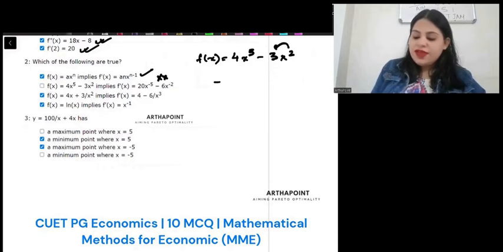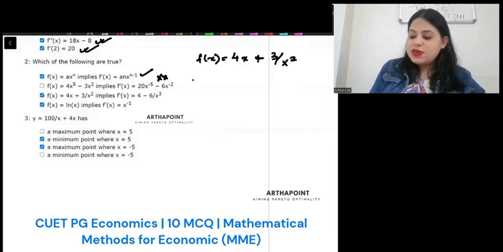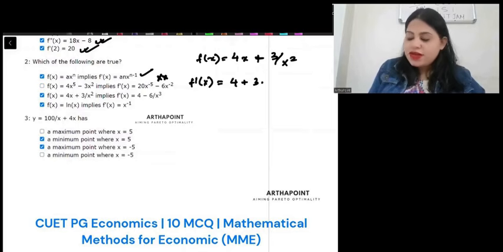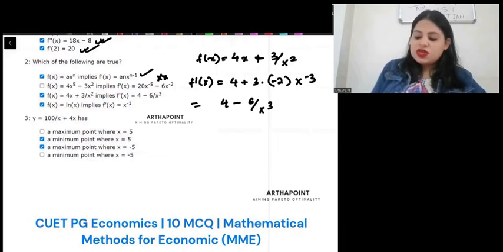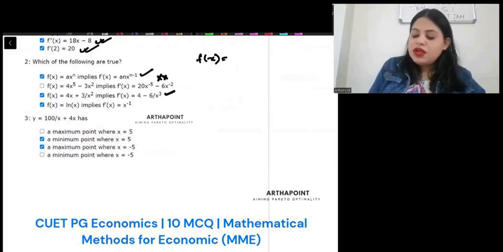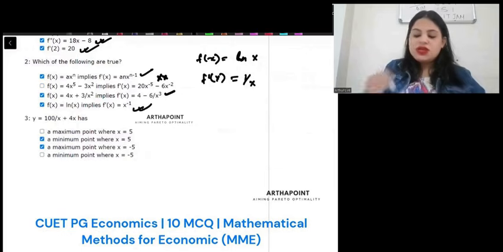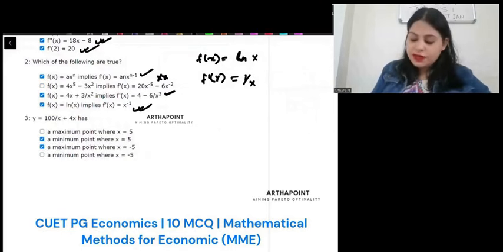Come to the next. If f(x) is 4x plus 3 by x square, then f dash x will be, differentiate karo beta, f dash x will be 4 plus 3, and this is x to the power minus 2. So minus 2 x to the power minus 3. So this will be 4 minus 6 by x to the power 3. So this is correct beta. Come to the next option. So it says if f(x) is ln x, f dash x will be, so बहुत simple है. f(x) is ln x, f dash x will be 1 by x. So this is correct. तो ये तीन options correct हैं.